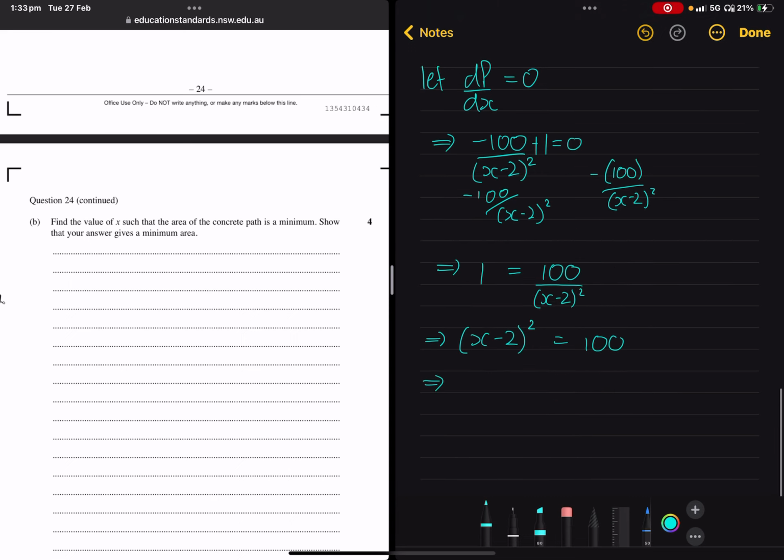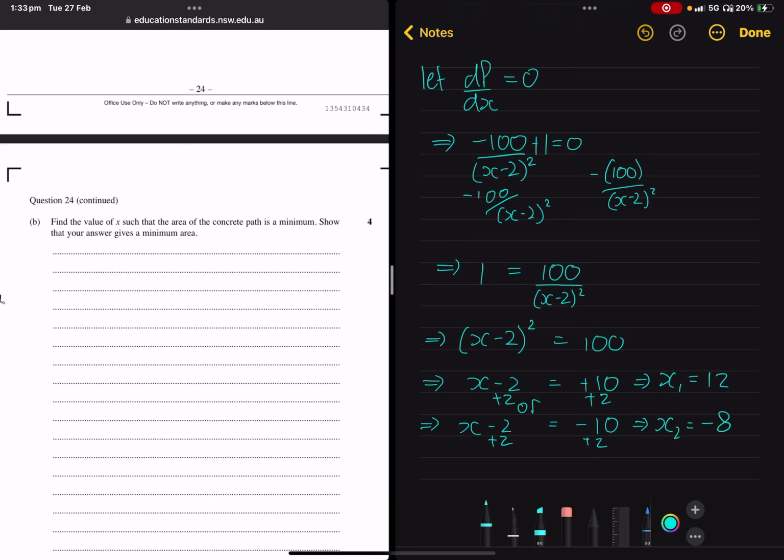Take the square root. This tells us that x minus 2 is equal to plus or minus 10, plus 10 or minus 10. Because we took a square root of a positive, it's giving us both of these numbers. So we add 2 to both sides in both cases. This tells us that x1, the first possible solution, is 12, and x2, the second possible solution, is minus 8.